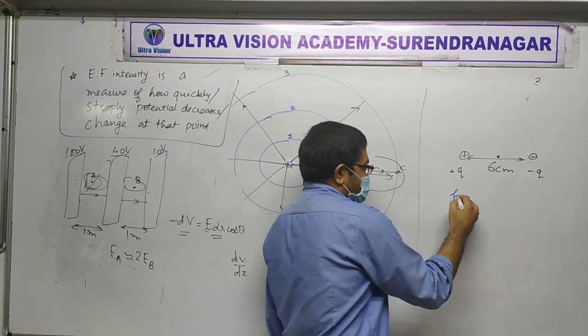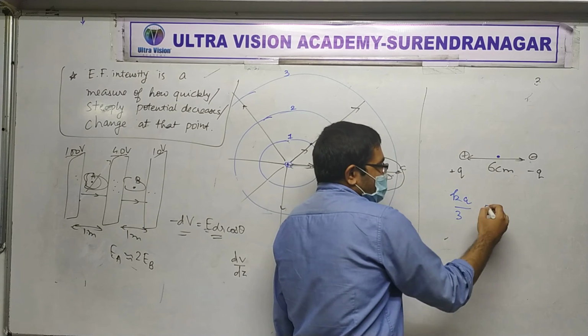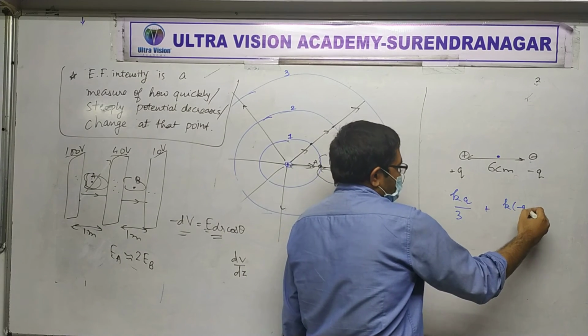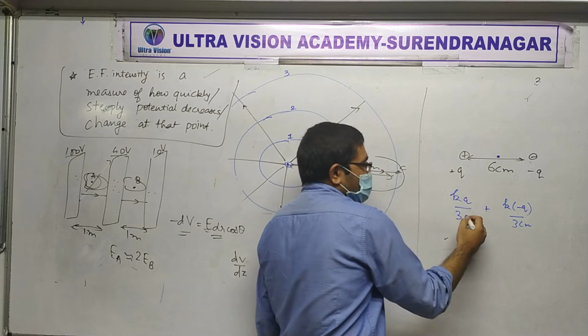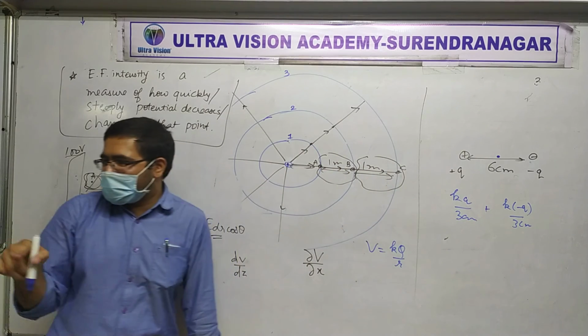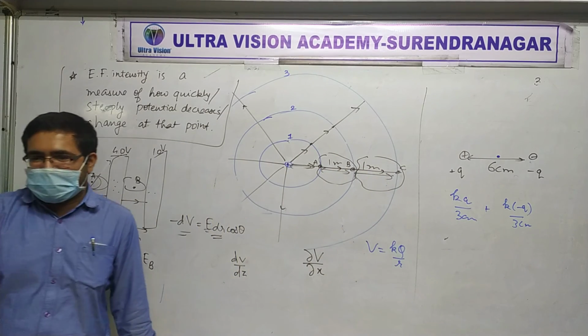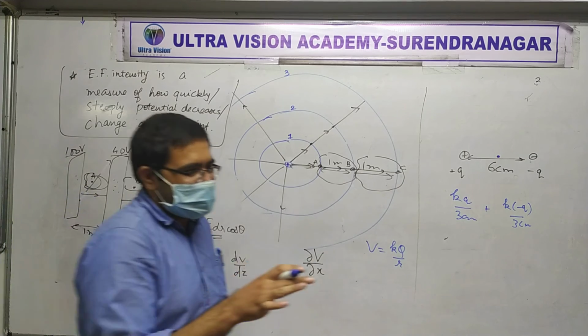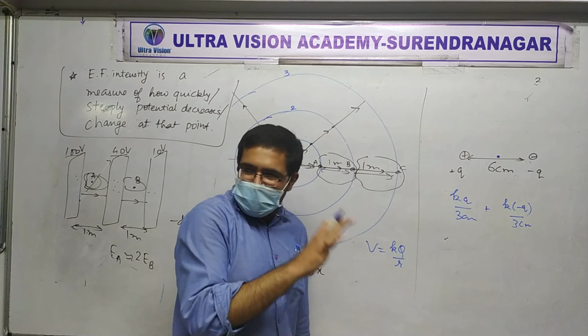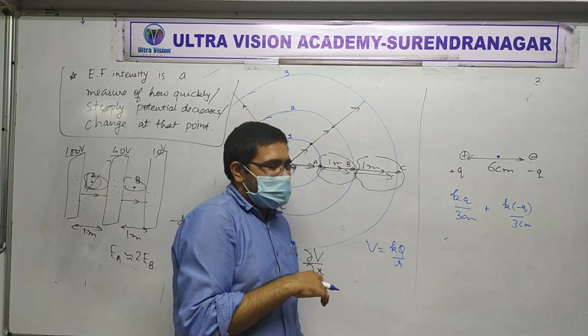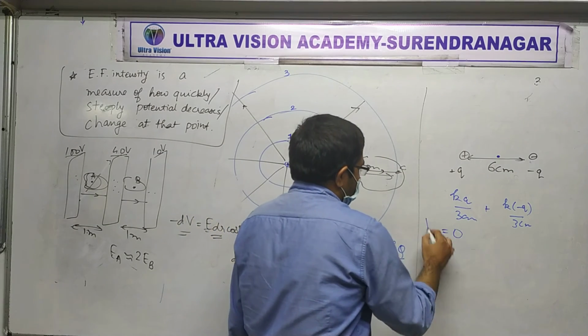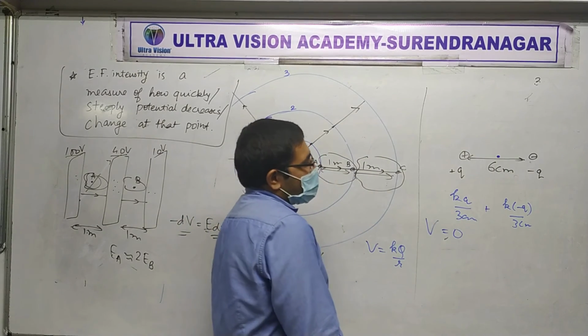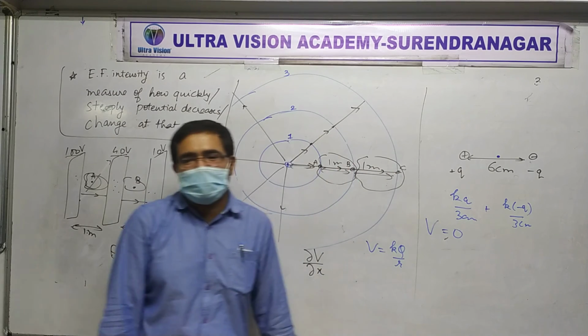The answer is KQ by 3 cm plus K minus Q by 3 cm. Yes or no? At the midpoint of those two, KQ by R plus KQ by R, by the superposition principle. So our potential is 0. Very good. So at the midpoint V is 0. Fine. Can you think of any other point where potential is 0?